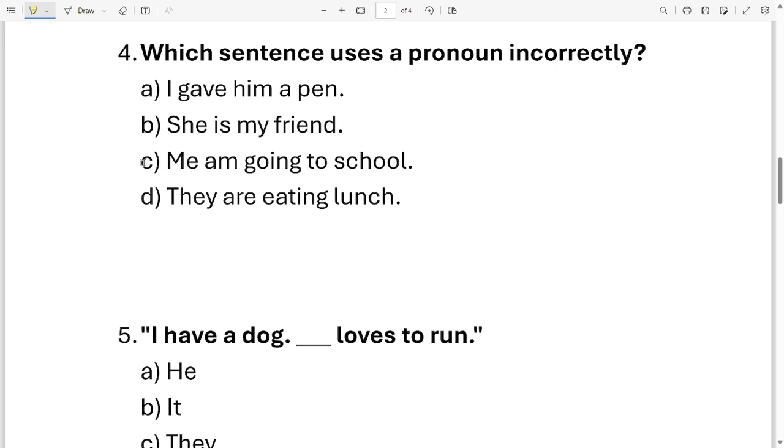Now identify the sentence where pronoun is used incorrectly. It is option C, me am going to school. Okay. This is the wrong sentence. Here pronoun is used incorrectly. Now you have to tell me in the comment section below what will be the correct sentence. Correct the sentence and write it in the comment section below.